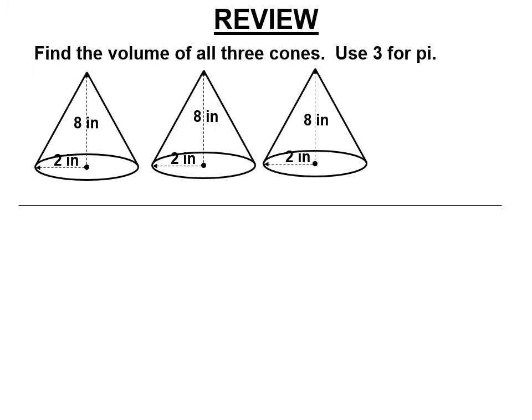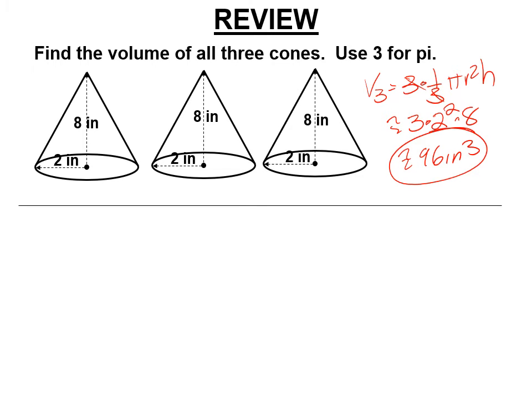Right, so if you have 3 of these, the volume of 3 is 3 times the 1/3 pi r squared h, but the 3's just cancel, right? And then it's back to this volume of a cylinder. That's really why this is here. So where it says use 3 for pi, the radius is 2. We've got to square that times the height. 2 squared is 4. 3 times 4 is 12. 12 times 8 is 96 cubic inches.